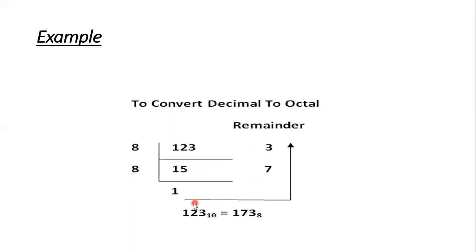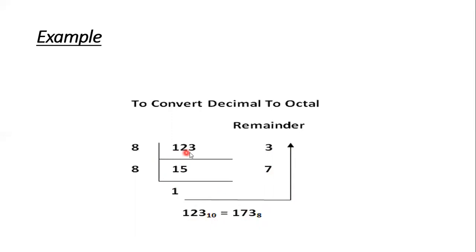And similarly, you take the values from bottom to top. So 1, 7, 3, which is the octal. So for 123, the octal equivalent is 173.